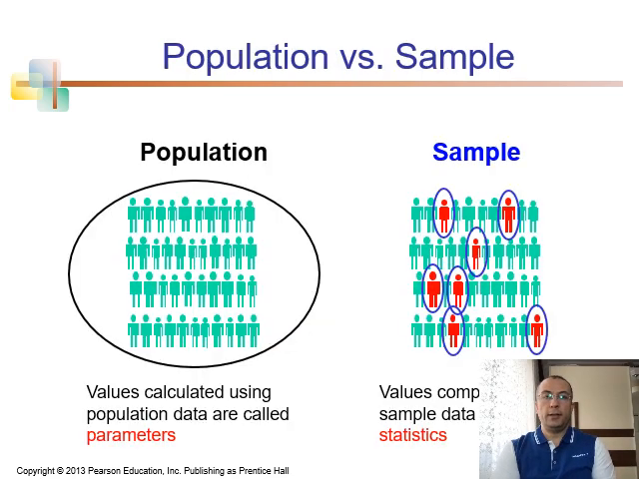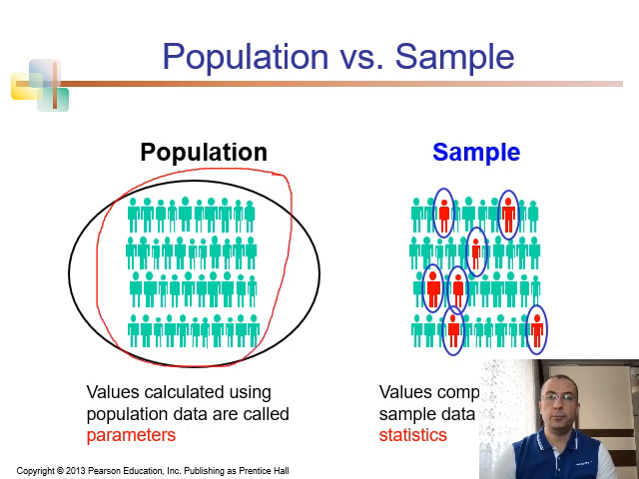So here's another example, population versus sample. Population is, let's say, the entire student population of the university. That's population. So it's like everybody involved as a student at the university. Sample, maybe just a few students enrolled in my class. That will be sample.